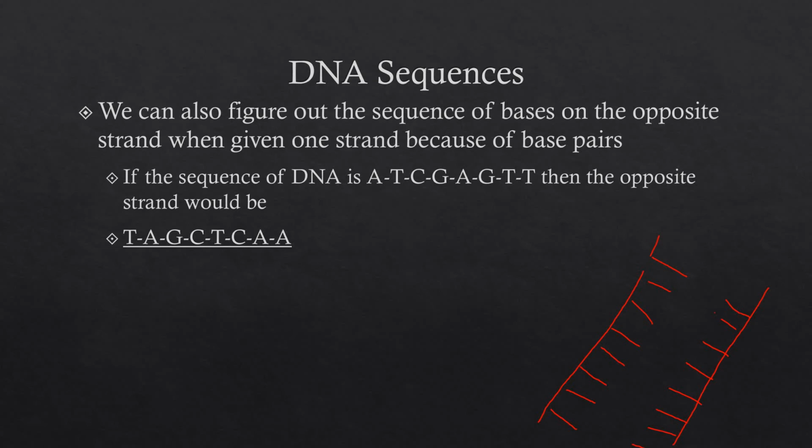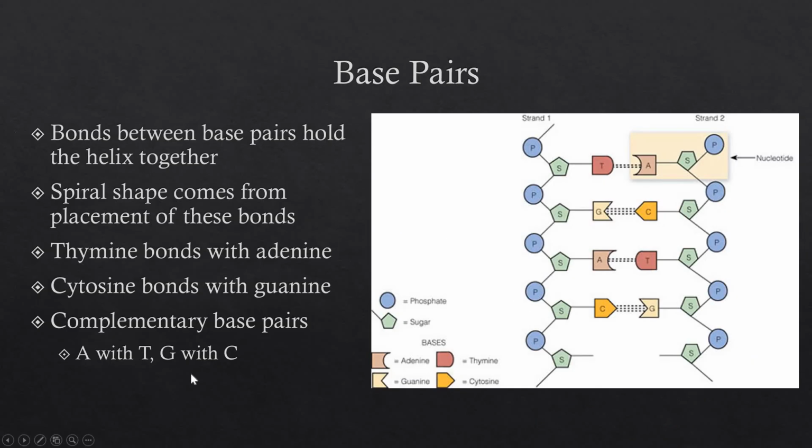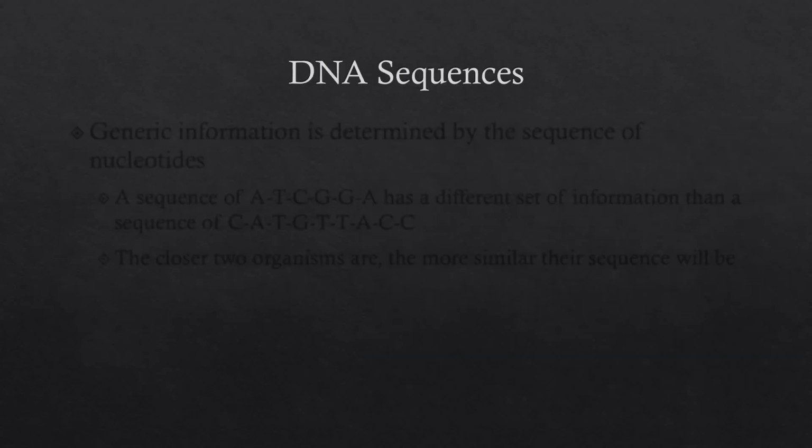So if the sequence for DNA is ATCGAGTT, then our complementary base pairs would be TAGCTCAA. How do we know that? Well, because we just talked about it just now, about complementary base pairs. Let's go back. Adenine will go with thymine, guanine goes with cytosine. Okay, so that gives us information that if we need to put them together.